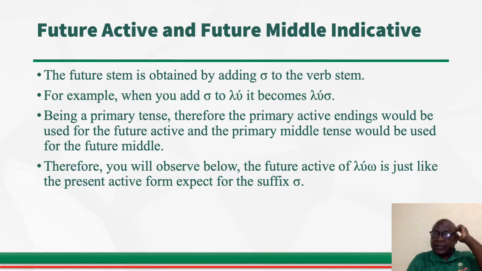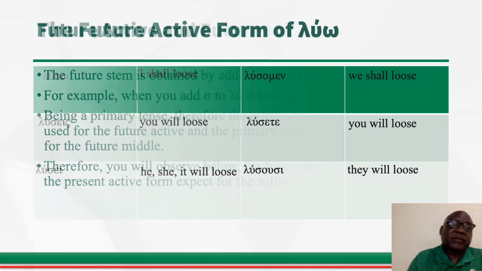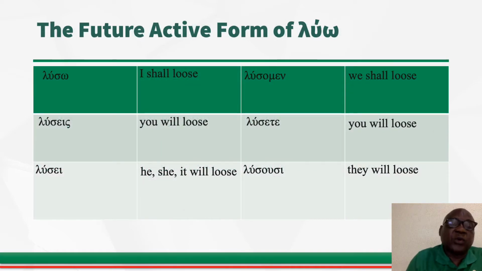Now, the first thing you need to know is that the future stem of the verb is obtained by adding sigma to the verb stem. You remember that if you are using luo as an example, lu is your stem, and then you add sigma and it becomes lus. Then you begin to add your primary tense endings. So, on our review, the future active form of luo will become luso, luseis, lusei, lusomen, lusete, lusousi.